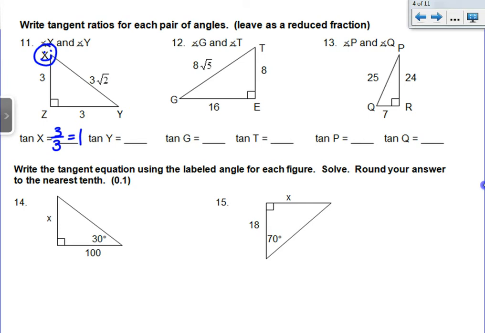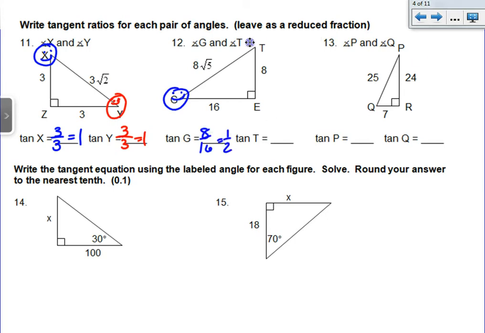Tangent of y, however, would be from this angle. Okay, so let's see, tangent of y would be opposite over adjacent, which again is 3 over 3, or it comes down to a 1. Okay, tangent of g would be opposite over adjacent, so 8 over 16, which we know reduces to 1/2.